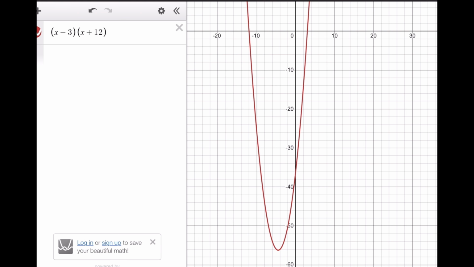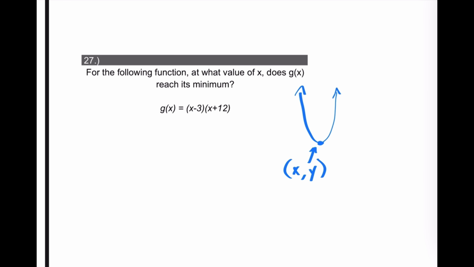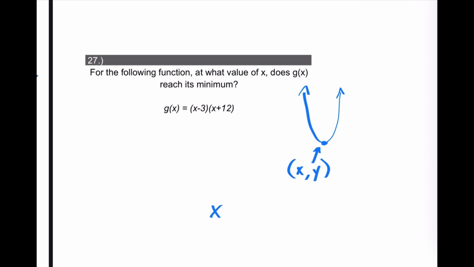On entering it, I have my graph there. I'm going to just zoom in on there and notice that I have two values. The x value is what I would want to type in. Not the whole coordinate, but I would just want to say x equals negative 4.5.